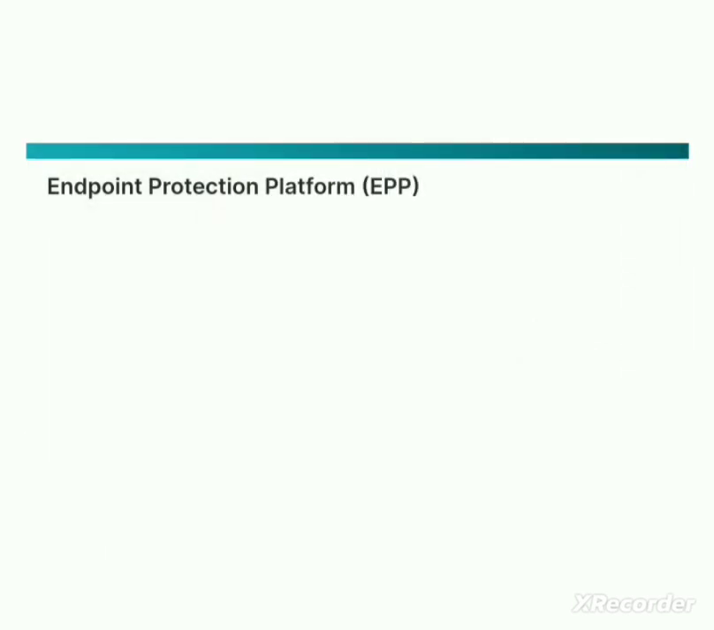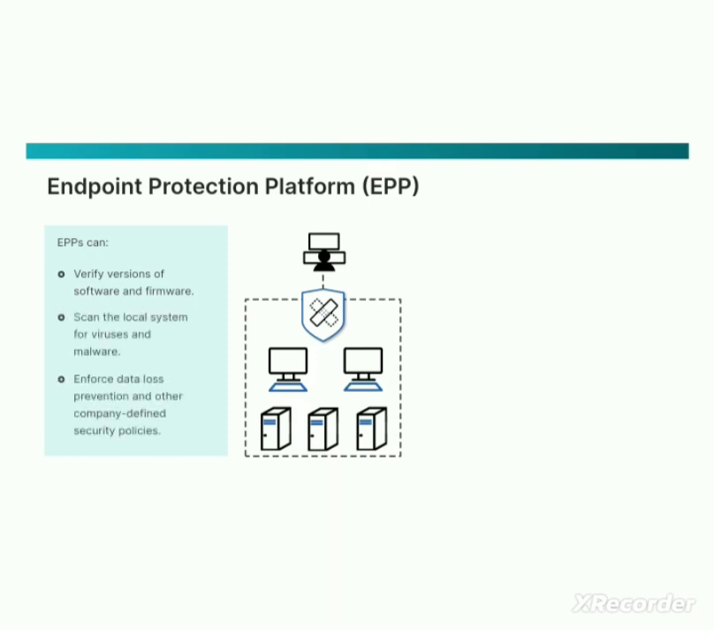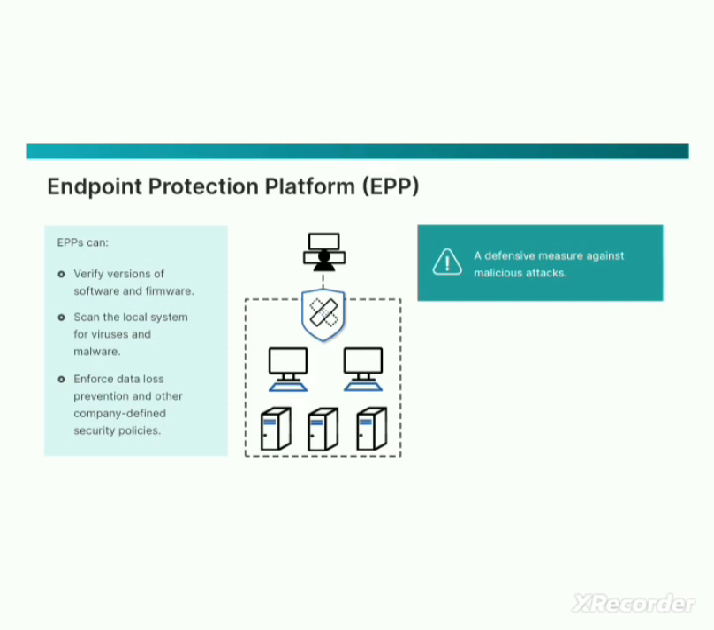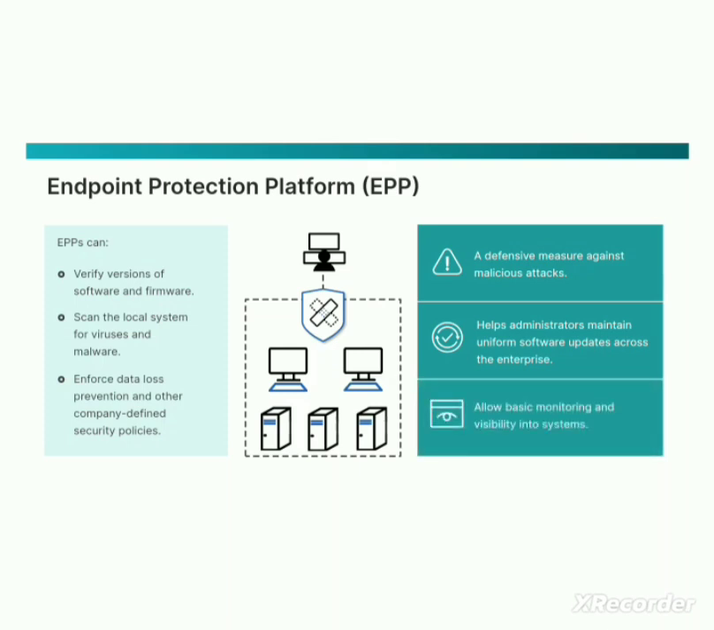The first endpoint security solution is the Endpoint Protection Platform, or EPP. This developed from the need of administrators to ensure servers and desktops are patched and have the appropriate antivirus software installed. Modern EPP platforms can verify versions of software and firmware, scan the local system for viruses and malware, and enforce data loss prevention and other company-defined security policies. EPP is usually viewed as a defensive measure against malicious attacks and helps administrators maintain uniform software updates across the enterprise. EPP can also allow basic monitoring and visibility into systems to help administrators identify out-of-date devices and remotely patch and install software on devices.